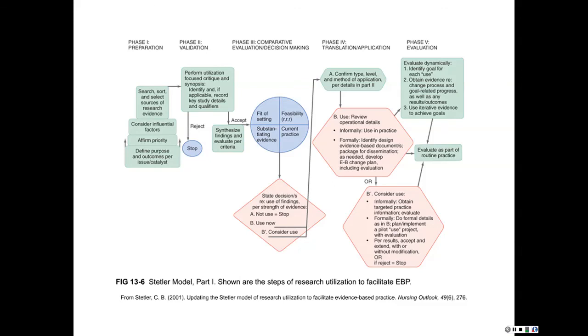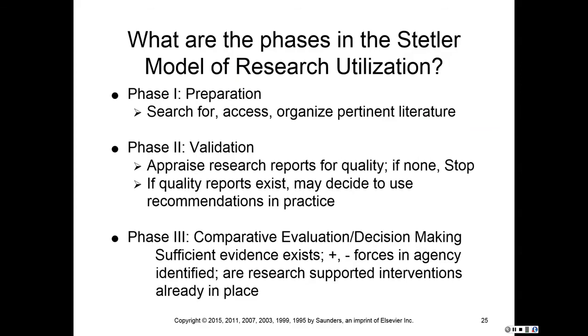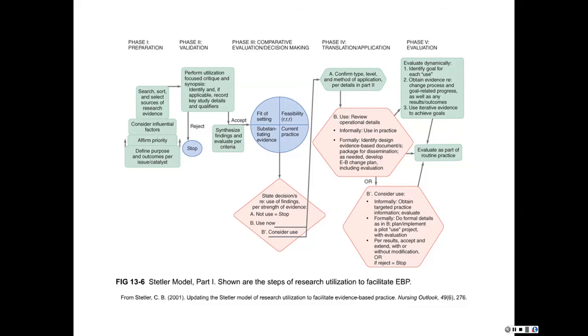This is a diagram of the parts of the Stetler model. This model can be found in Nursing Outlook Journal, 2001. So here are the phases across the top. Phase 1, looking at the evidence. Phase 2, validation. Phase 3, comparative evaluation. Phase 4, translation. And 5, evaluation. Okay, so this is the Stetler model.